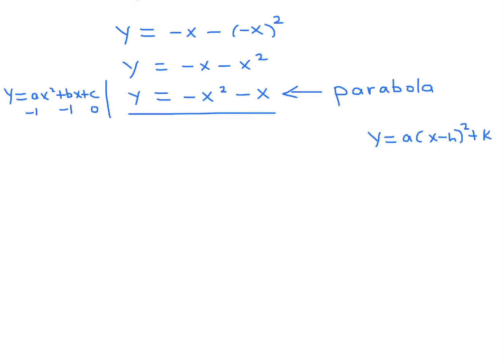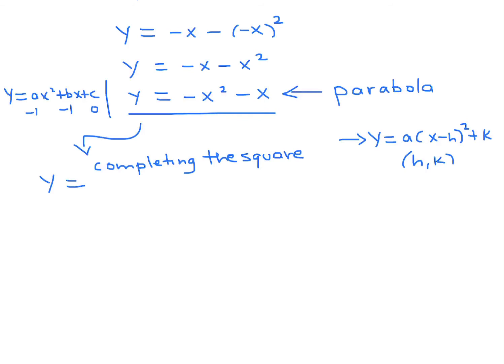I have to get it into that form. If I get it into that form, then the vertex is (h, k). Okay? So let's try to get this parabola's equation into this form. So how do I do that? Well, something called completing the square. Some of you, I'm sure, have learned this, and this is where you apply it.